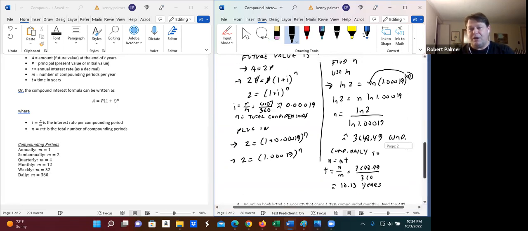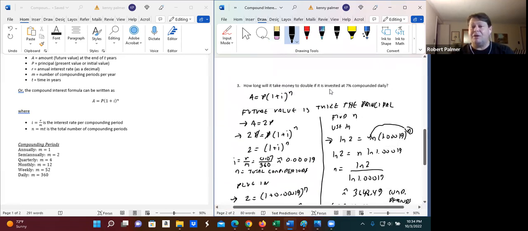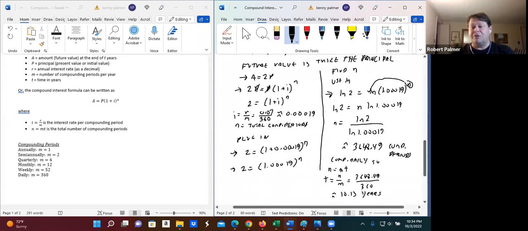So if we read the question again, what did it say? It said, how long will it take money to double if it's invested at 7% compounded daily? And so it's going to take, on those conditions, a little over 10 years. And also what's interesting about this is that with those conditions, it doesn't matter how much I start with. Whether I start with $1 or $10 or $1 million, it's going to take that long to double it at that interest rate, compounding daily.